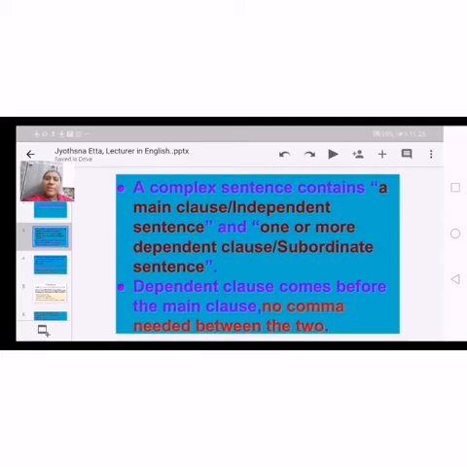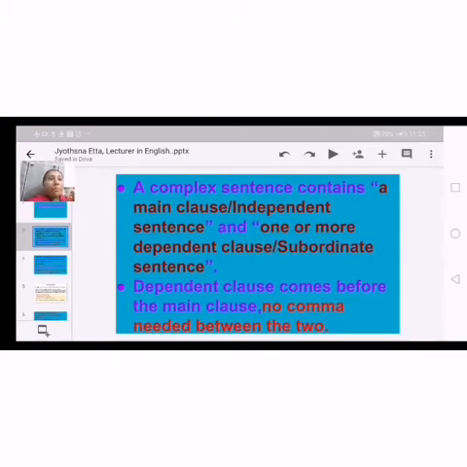Dependent means it could be the reason or the result, and independent is a situation. So the consequence or the result will come before the situation. So dependent comes first, then independent. Subordinate clause comes first, then main clause. This is all about complex sentences.